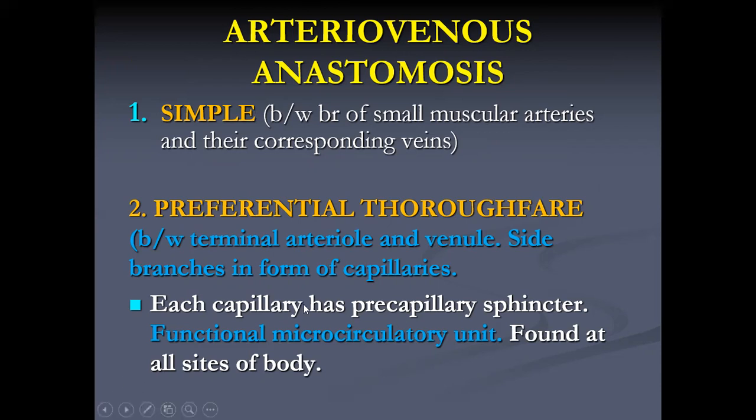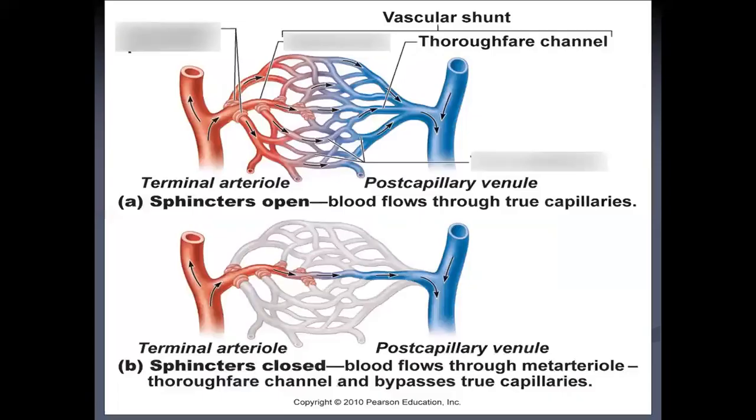So preferential thoroughfare channels are a connection between the terminal arterioles and the venules. At the side branches they form capillaries, and at the start of these capillaries there are precapillary sphincters. This whole circuit forms a microcirculatory unit. It is situated in all sites of the body. So this is a thoroughfare channel.